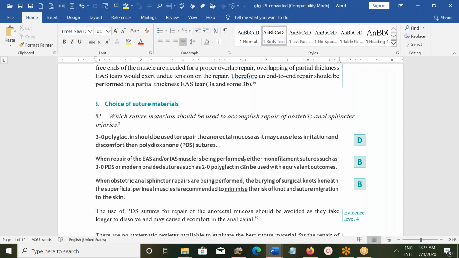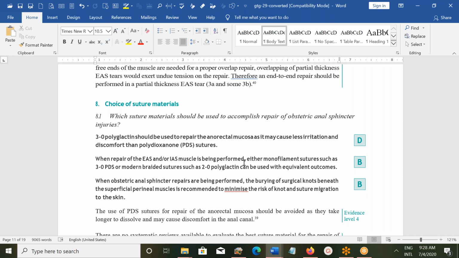3-0 polyglactin, which is your Vicryl, should be used to repair the anorectal mucosa as it may cause less irritation and discomfort than polydioxanone, that is the PDS sutures. So when repair of the external anal sphincter and internal anal sphincter muscle is being performed, then either monofilament sutures such as 3-0 PDS or modern braided sutures such as 2-0 polyglactin Vicryl can be used with equivalent outcomes.